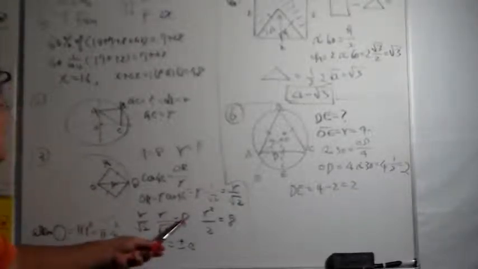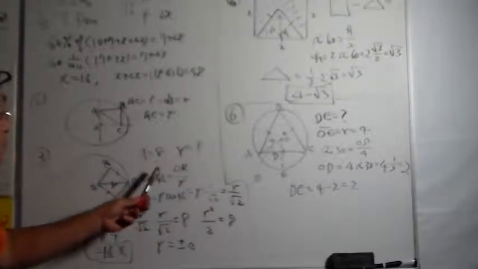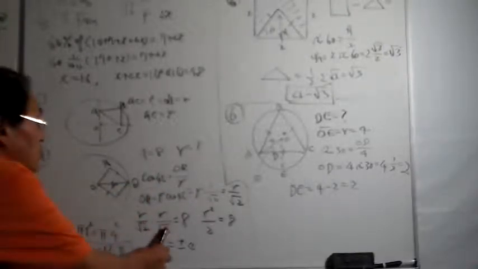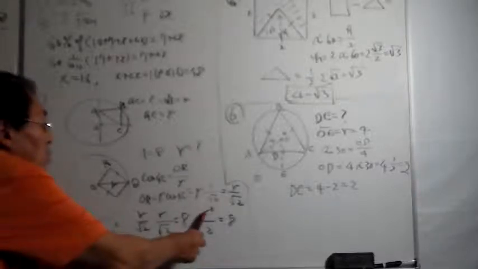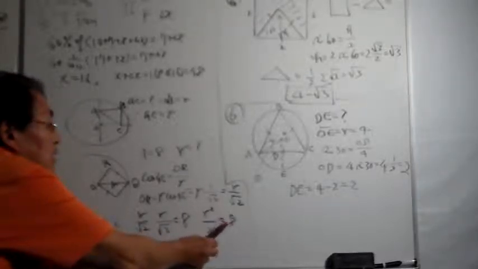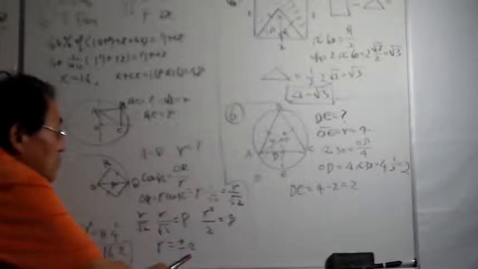This area is a square, so this times this: R over root 2 times R over root 2 is 8, the given information. So from this, R squared over 2 is 8, R squared is 16. So R is plus or minus 4. We're going to pick just the plus. So the radius is 4. What is the area of this circle? Area of a circle is pi r squared. So pi times 4 squared is 16 pi. Okay.